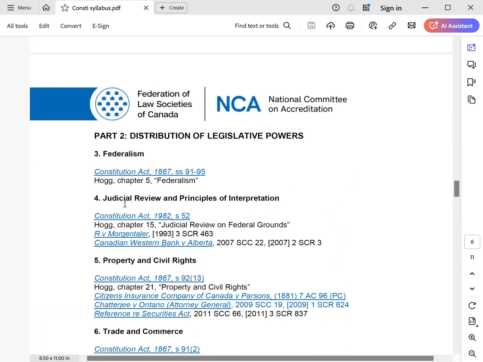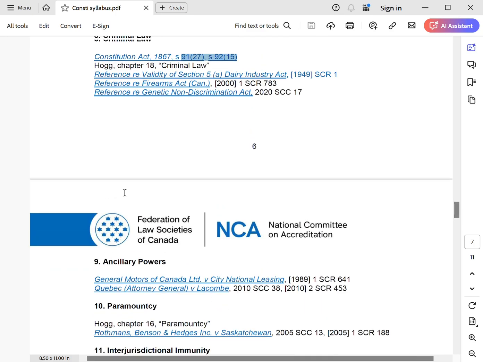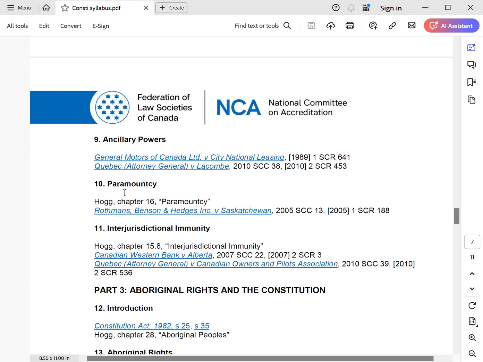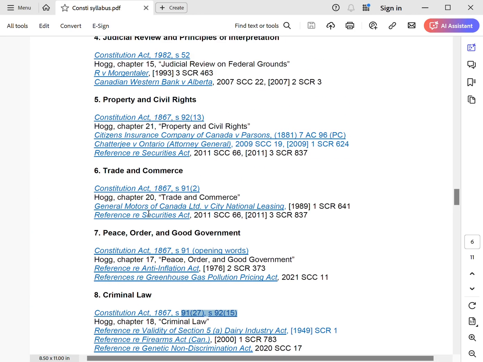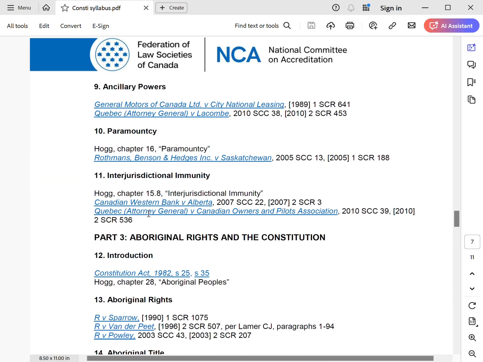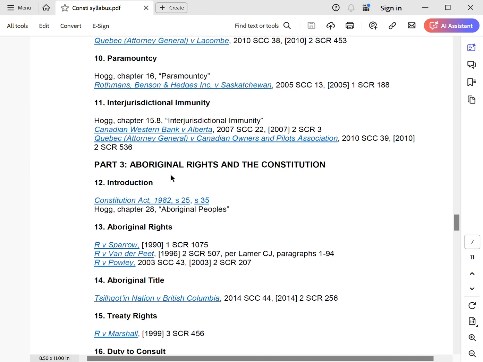Then we come to judicial review and principle of interpretation, which is mainly divided into three parts. The first and foremost important part is pith and substance. Although a separate topic has not been given under this, the doctrine of pith and substance is a very important topic, and I'll be explaining it in further sessions. Then there is interjurisdictional immunity, and then the doctrine of paramountcy. So these are the three important ones.